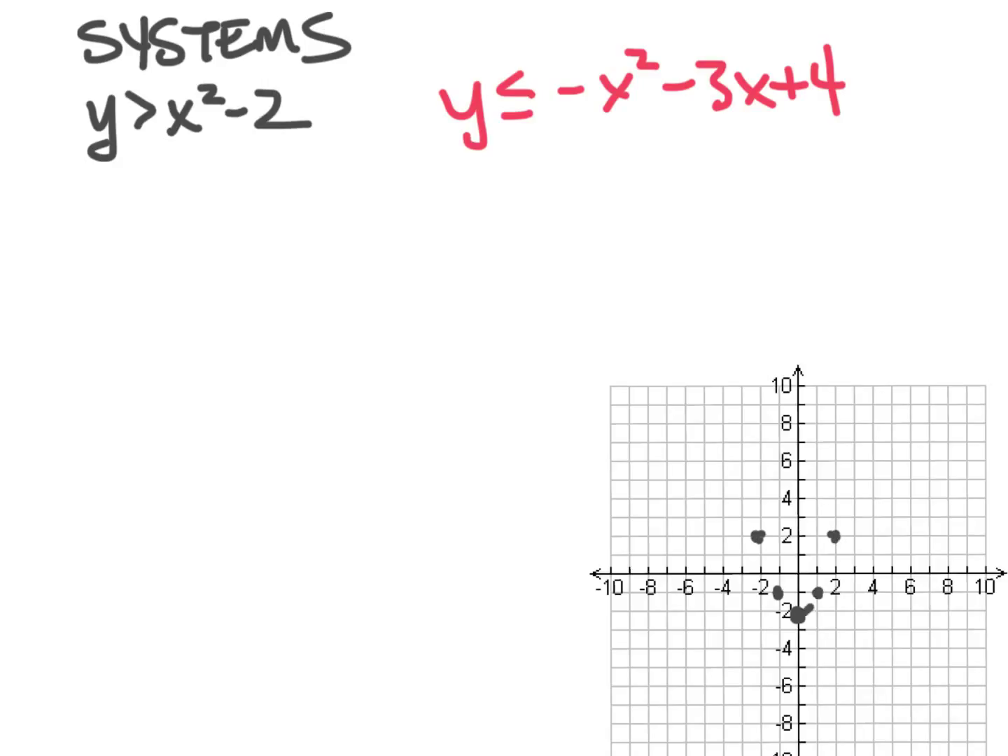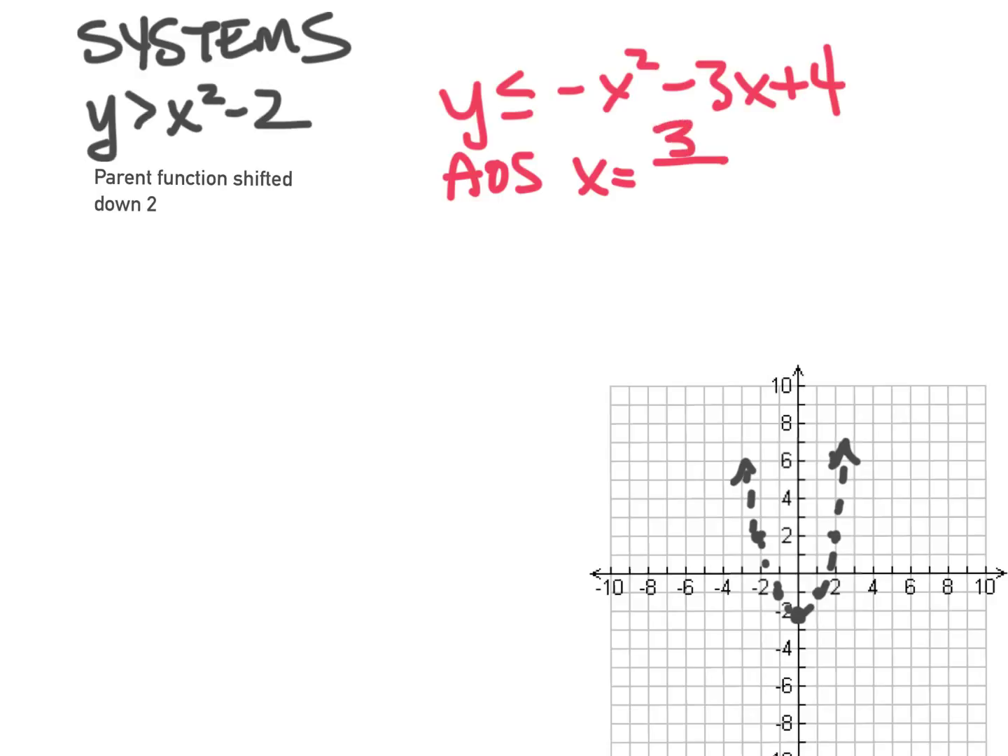All right, and this is a dashed parabola. I'm going to hold off on shading that for just a second. Now for the other quadratic in this system, we're going to have to do a little bit more work. Its axis of symmetry is at x equals the opposite of b, so 3 over 2 times negative 1. This is at negative 3 over 2, or negative 1.5, just to help us graph a little bit. It's not the nicest thing.